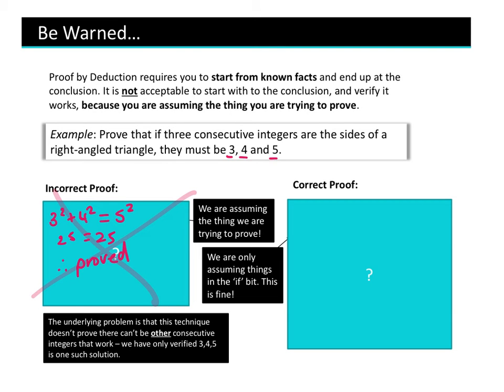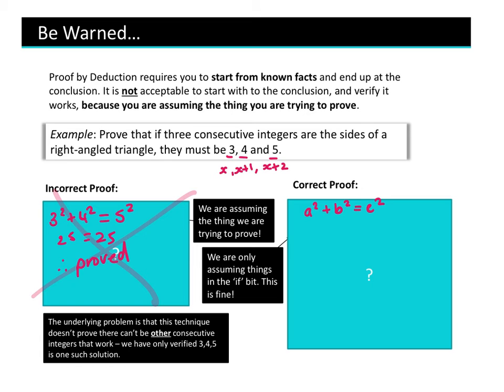So we know that 3, 4, 5 are 3 consecutive numbers. So in this case, what do I have? I have x, x plus 1, and x plus 2. This is 3 consecutive numbers. We don't know if we're starting with odd or even. So what we can say is, we know that Pythagoras theorem states that a squared plus b squared equals c squared. Okay, this is a known fact.